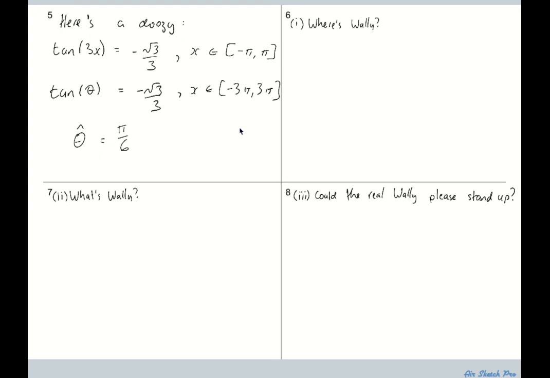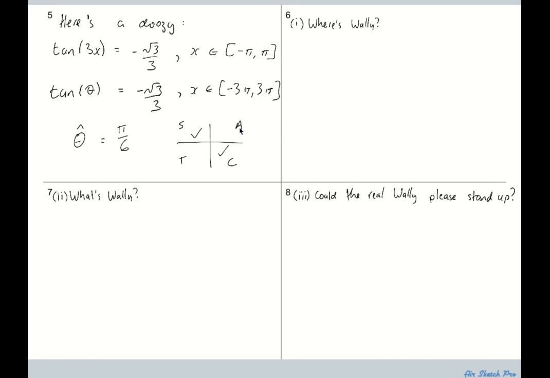However, root 3 on 3 is not positive, it's negative, and so we need to consider in what quadrants tan is negative. And we know from All Students Take Care that tan is negative here and tan is negative here. So it's these two quadrants that we need to be aiming for.